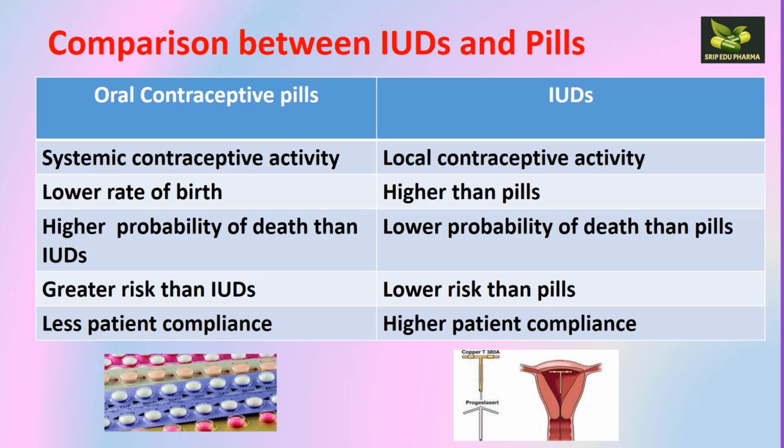In oral contraceptives, because the person has to take the pills continuously in a fixed pattern, it is less patient compliant. But in the case of IUDs, once we have inserted it, there is no need to bother about it, so patient compliance is more in this case. So this is just a brief comparison between these two methods.